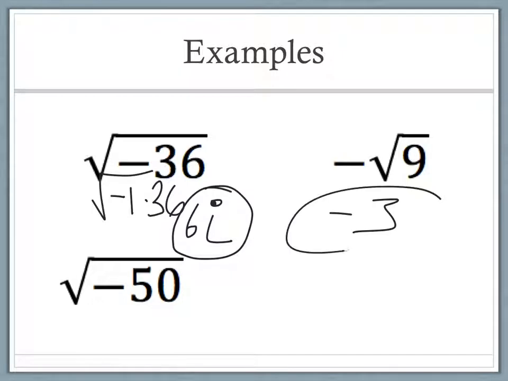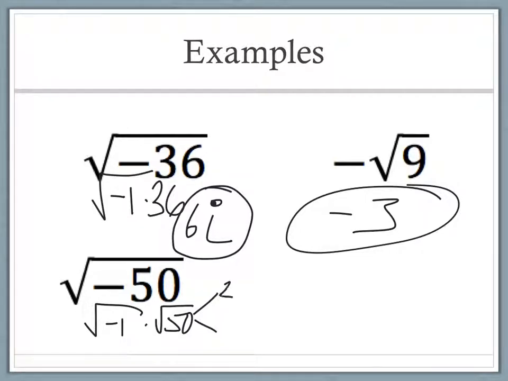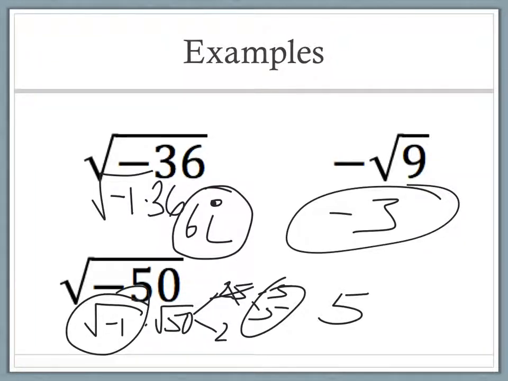Okay. And the last one, if I have the square root of -50, well, that really is just the square root of -1 times the square root of 50. Okay. Now, I don't know what the square root of 50 is, so I can break that down into 25 and 2. And 25 is a pair of 5s. So I'm going to have a 5. And I know that this is negative. Anytime you see a negative out front, we can bring an i out. Okay? And then what do I have left behind? I have a 2 left behind.